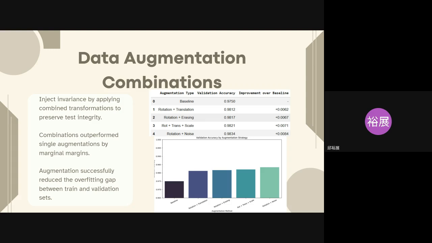And I also tried some other combinations, but those are not quite useful, as some combinations are actually conflicting with each other. So it does not really improve the end results. Next page, please.